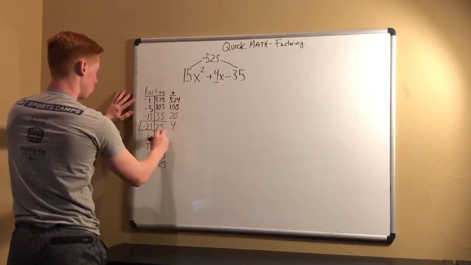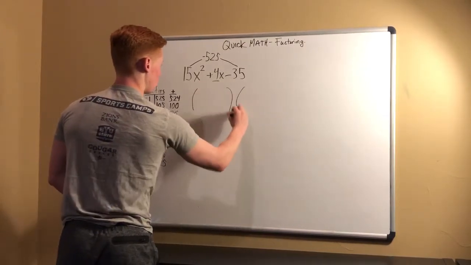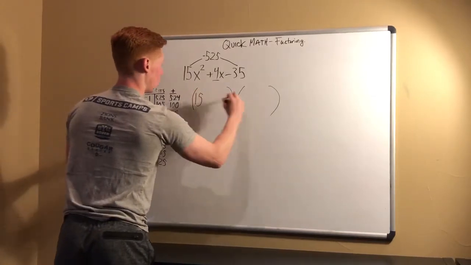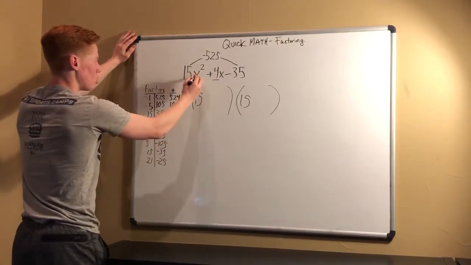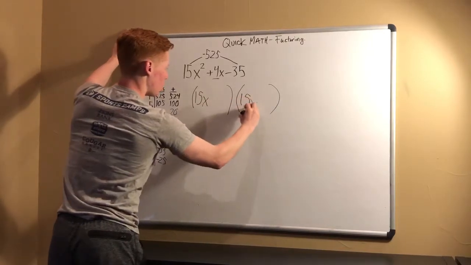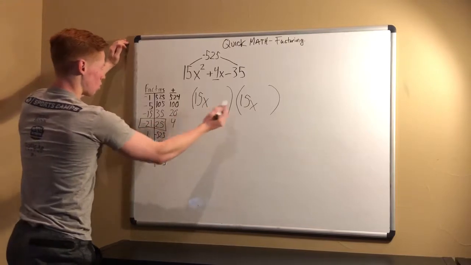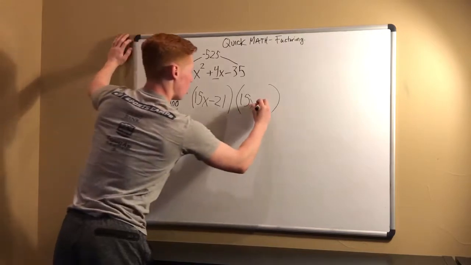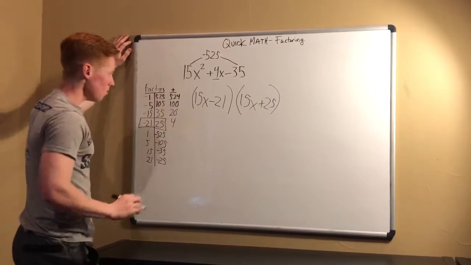So we're going to be using these two numbers when we get to our parentheses. First things first, when we are writing our parentheses, we take the coefficient right here, and we write it at the beginning of each parentheses. Next we take the square root of the x term, and that'll be x. Write it right next to the coefficient. Then we take our two factors, and it doesn't matter which one we write it in, but one in each. So negative 21 and positive 25, and make sure you keep the corresponding sign to each of these.